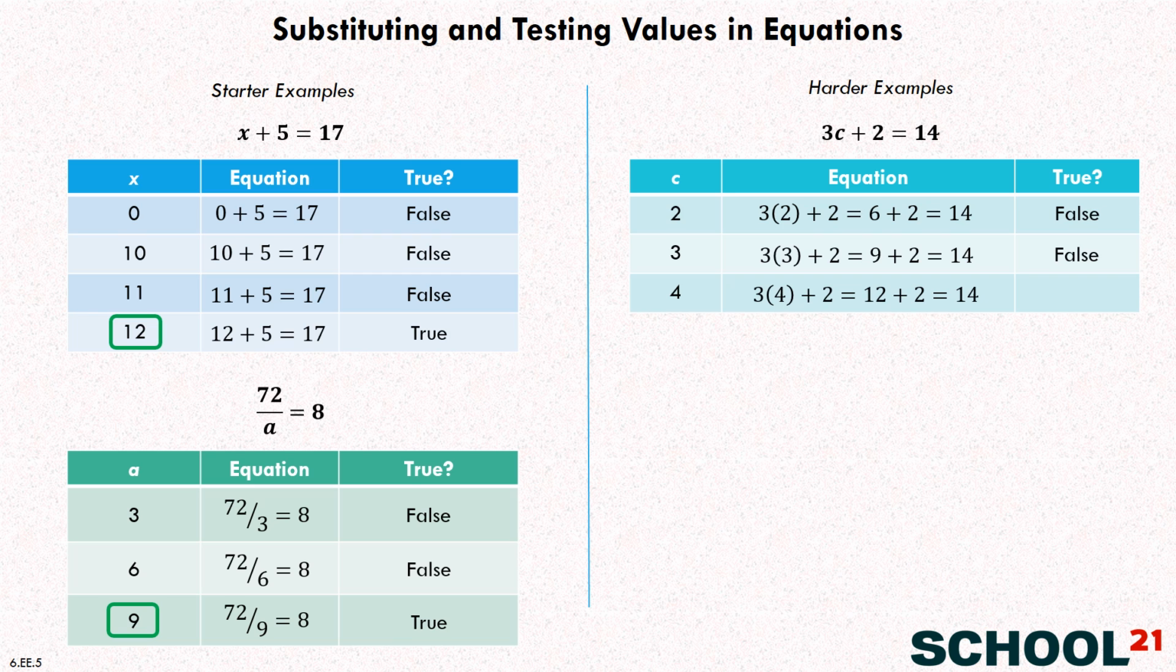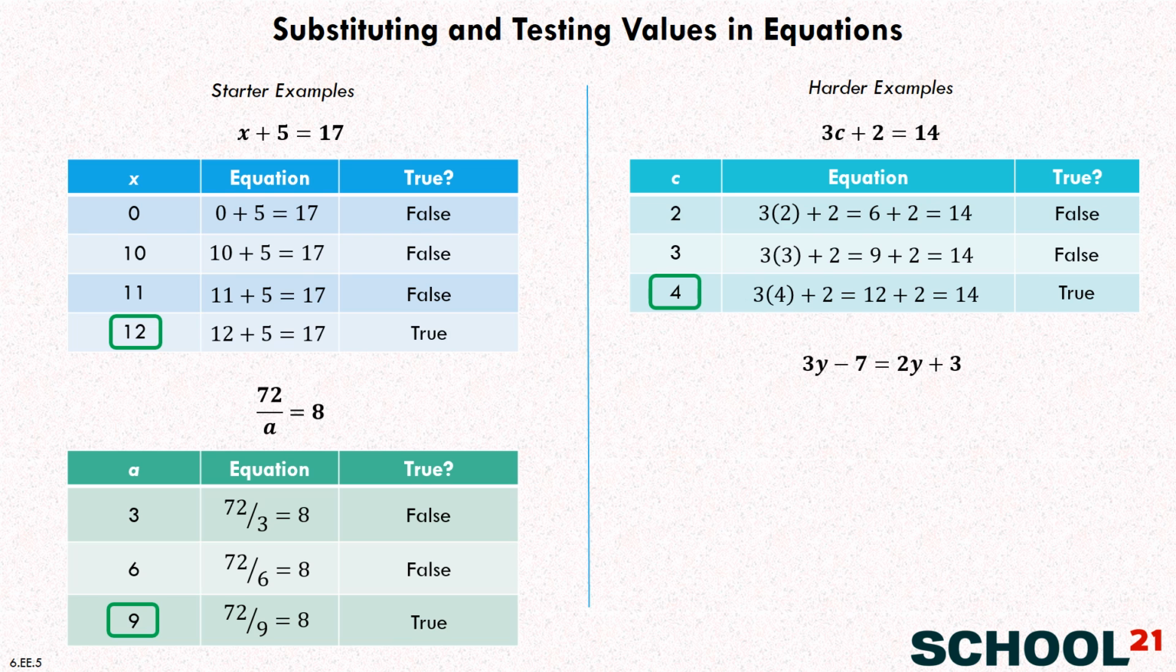Okay, good. So 3 times 4 plus 2, and what is 3 times 4? 12. Good. So right here we're making the calculation 12 plus 2 equals 14. And does 12 plus 2 equal 14? Yes. Okay, good. So again, we can put true right there, and we've found the correct value, so we'll go ahead and circle that. And we know that we found the one solution that makes the equation true.